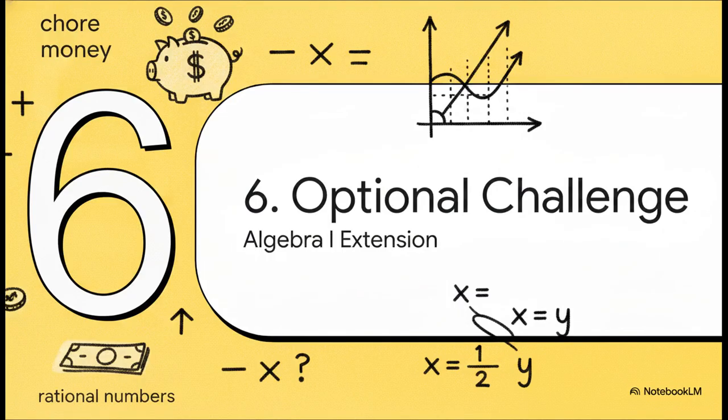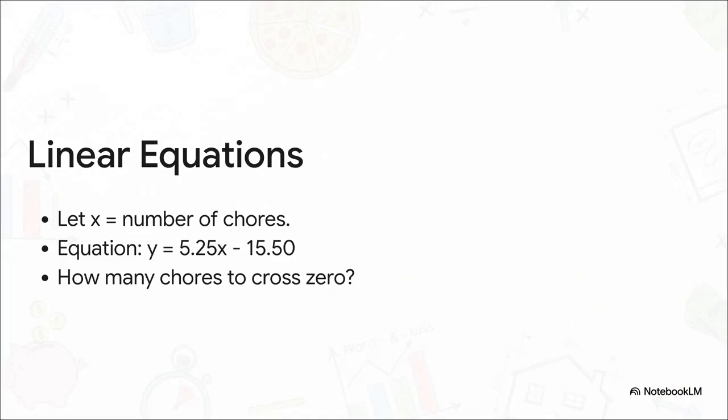Section 6, Optional Challenge. So those of you looking to bridge into some advanced material beyond grade 7, let's briefly look at an Algebra 1 extension that is directly related to our chore money scenario. We can actually turn our chore problem into a linear equation. If we let x equal the number of chores, our equation becomes y equals 5.25x minus 15.50. This gives us a really powerful tool to predict the future.